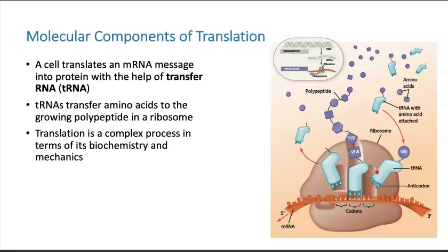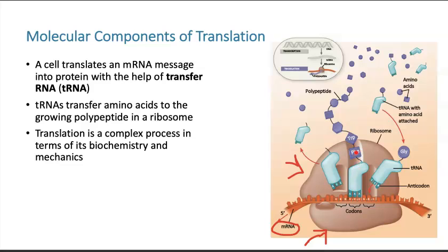So if we look over here, we've got all the players that we're going to get to know in a little while. We've got our messenger RNA here, right? It's the one going through the center. And we have our ribosome. There's actually two parts to the ribosome, the top part and the bottom part, or we say the small subunit and the large subunit. And then, of course, we have our transfer RNAs.